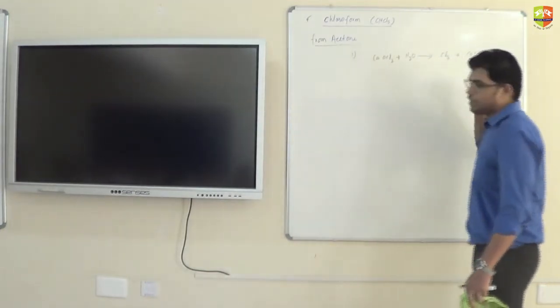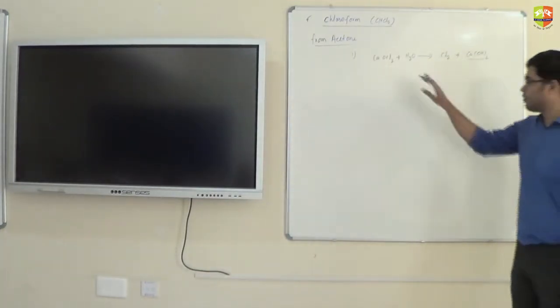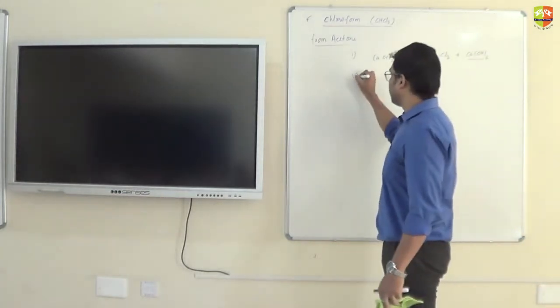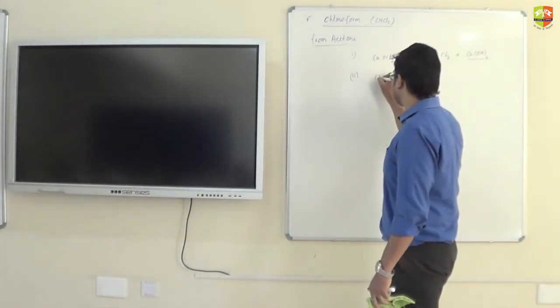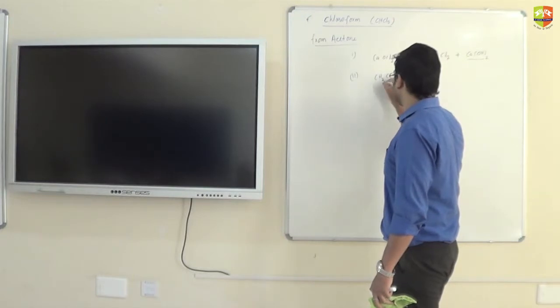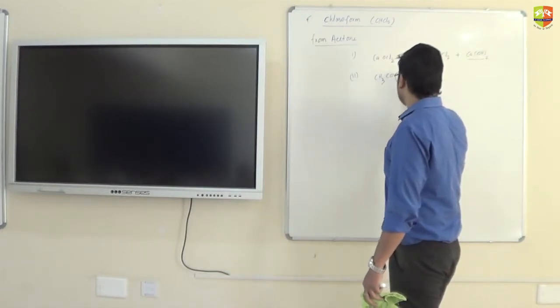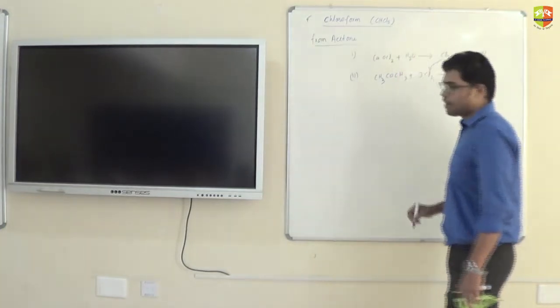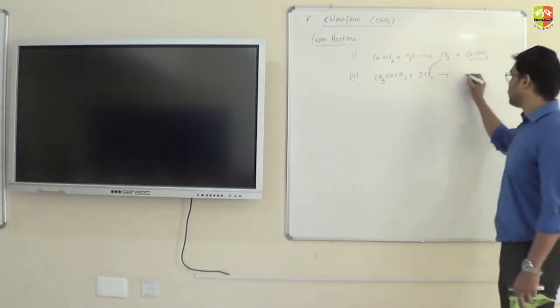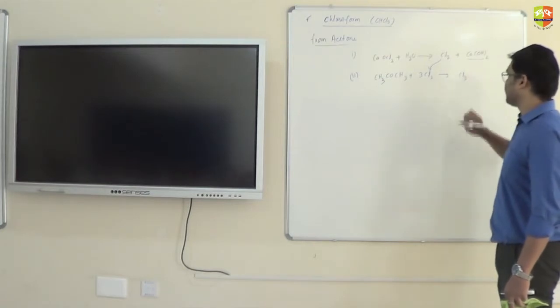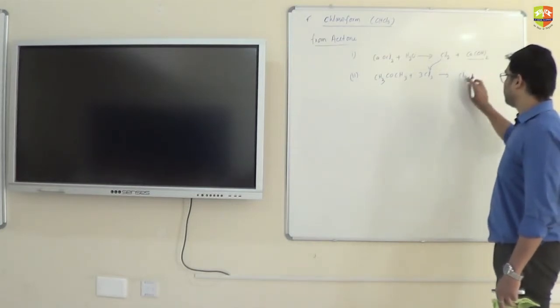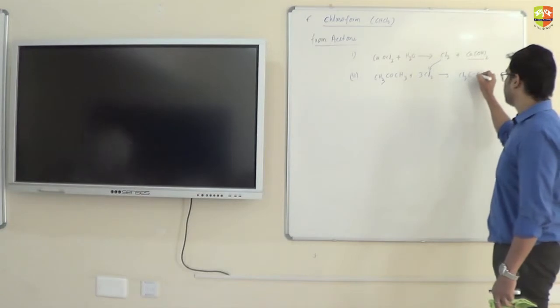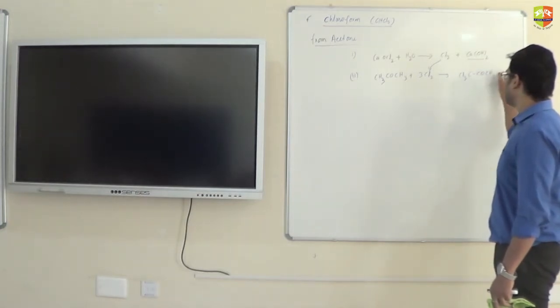From acetone, the first reaction is the same for both. Okay, the first one is the same. The second one is we have acetone, CH3COCH3, plus 3 moles of Cl2, and again you get CCl3COCH3 plus this.